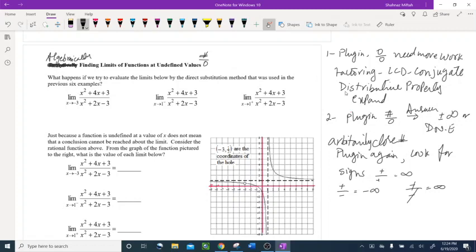So let's do this. What happens if we try to evaluate this limit below by the direct substitution method that was used in the previous 6 examples? That's the previous video I'm talking about. I'm going to do direct substitution here, limit as x approaches -3, which gives me (-3) squared plus 4 times -3 plus 3, over (-3) squared plus 2x minus 3.